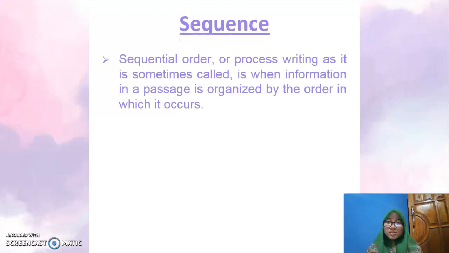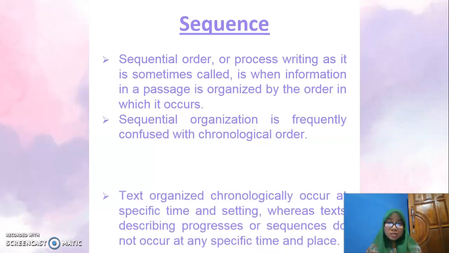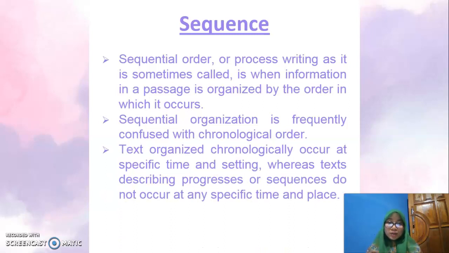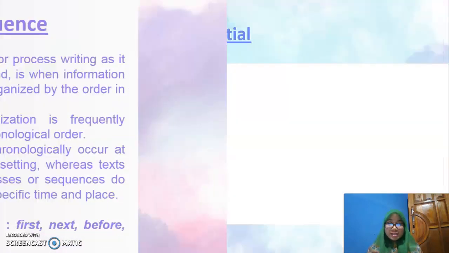Sequence. Sequential order, or process writing as it is sometimes called, is when information in a passage is organized by the order in which it occurs. Sequential organization is frequently confused with chronological order. Text organized chronologically occurs at a specific time and setting, whereas text describing processes or sequences does not occur at any specific time and place. The clue words are first, next, before, lastly, then, and the others.